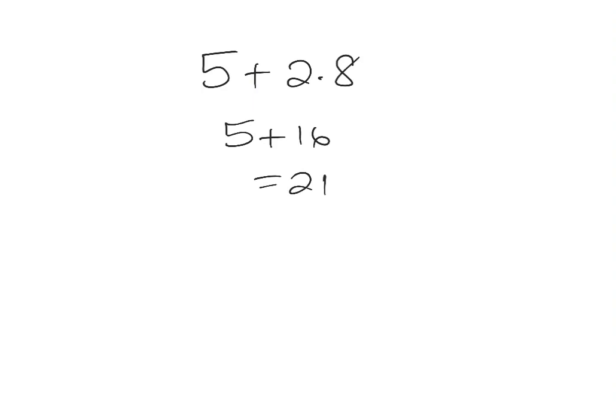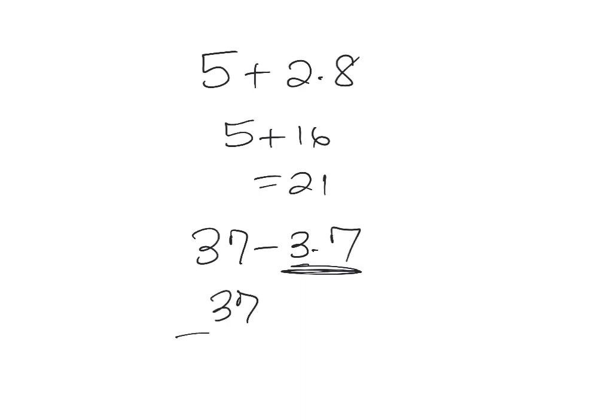So this is number 2 that we've just looked at. Let's look at number 4. 37 minus 3 times 7. Again, you take care of the multiplication first. So we have 37 minus 21, and that leaves you with 16. So again, we go multiplication before we do any other operation.